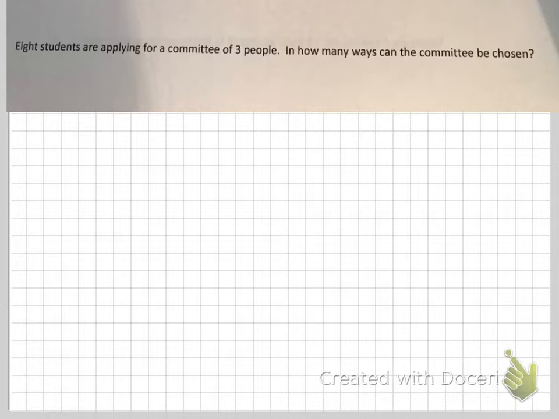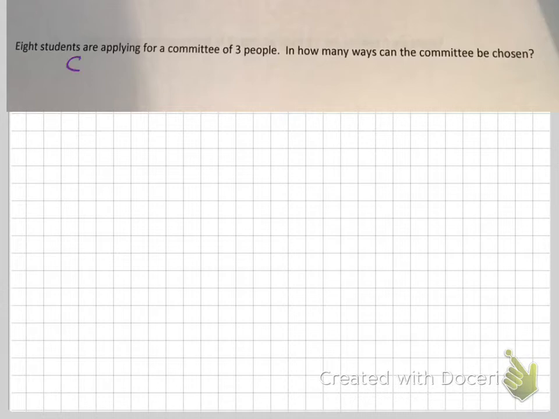Thus, 8 students are applying for a committee of 3 people. In how many ways can the committee be chosen? So this is a committee, right? So we talked about that if they're being chosen for a committee, the order that they are chosen does not matter. So this is a combination problem.